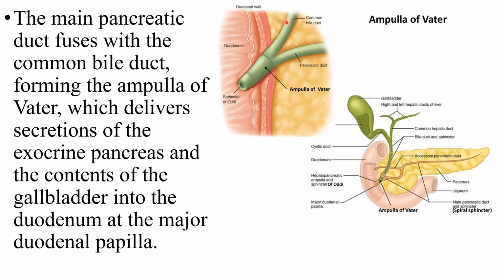where the bile duct and the pancreatic duct merge together, fuse together, is called ampulla of Vater, which delivers the secretions of the exocrine pancreas and the contents of the gallbladder into the duodenum at the major duodenal papilla. And the opening of the hepatopancreatic duct consists of a sphincter called sphincter of Oddi, which regulates the secretion of both bile and pancreatic juice.